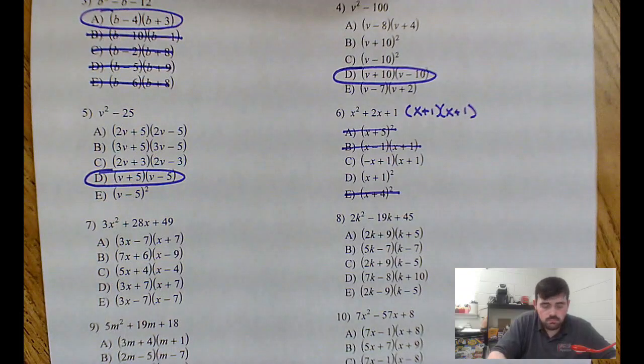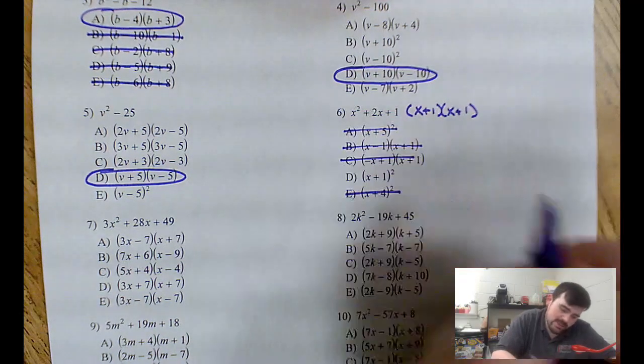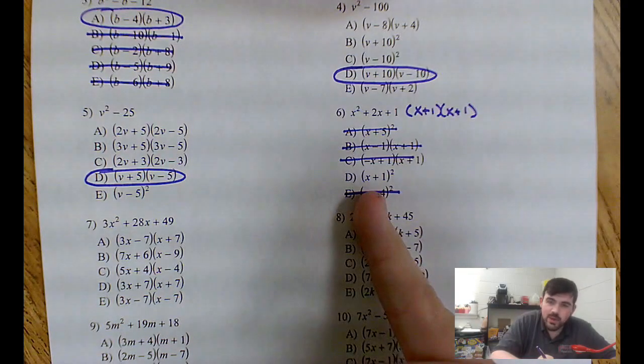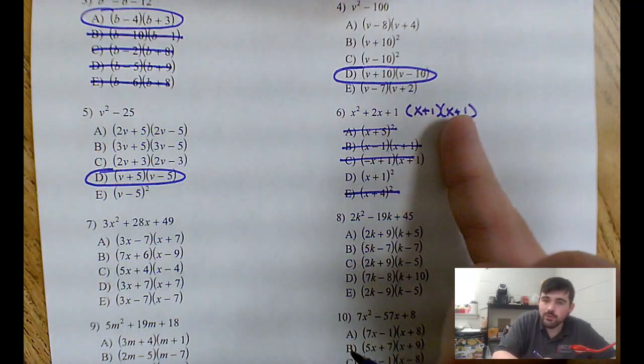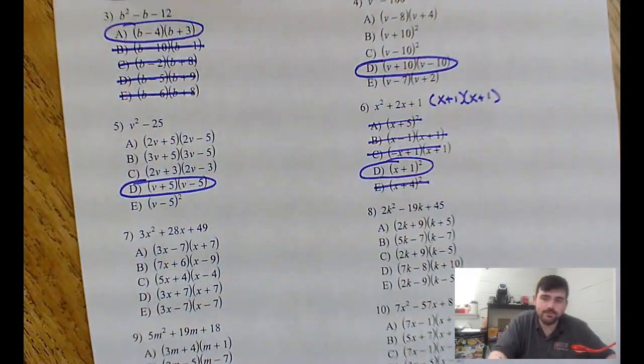C, negative x plus 1. No, these are both positive x plus 1, so it's not C. The answer is D. It's x plus 1 squared. We have x plus 1 multiplied by itself. That's just x plus 1 squared.